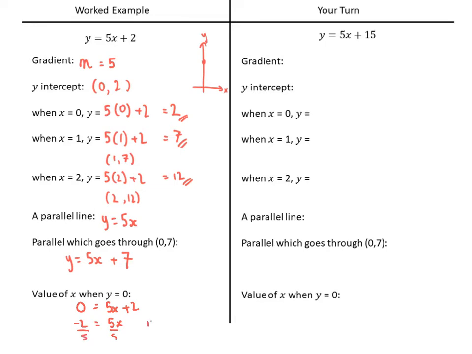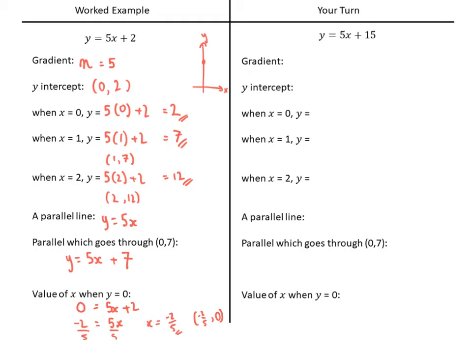That will give me x equals negative 2 over 5. If I want, I can think about that as a coordinate: negative 2 over 5, 0. So I've got the x value, and I've interpreted it as a coordinate. Right, your turn. You can pause the video here and have a go at that. I will fill in these answers fairly quickly when you replay.